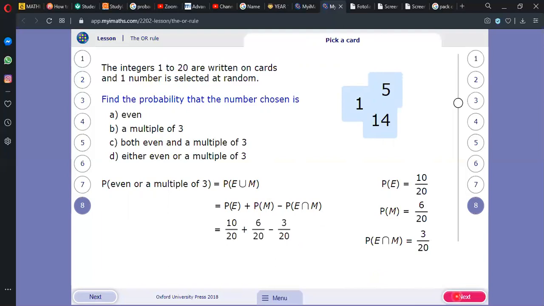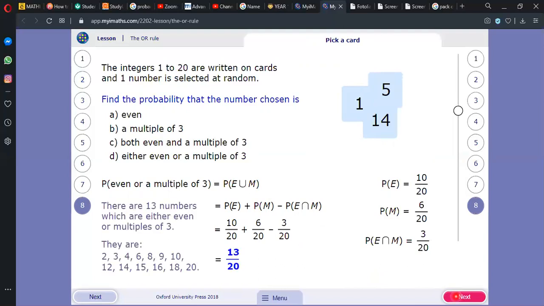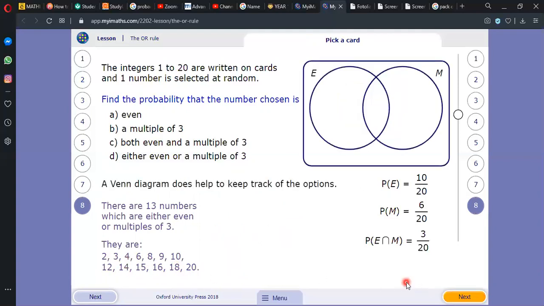So when we do that, we're going to have 10 over 20 plus 6 over 20 minus 3 over 20 to give us 13 over 20. Now, guys, there are 13 numbers which are either even or multiples of 3, and they are 2, 3, 4, 6, 8, 9, 10, 12, 14, 15, 16, 18, and 20. Very interesting. Let's try to fill that into the Venn diagram right here.